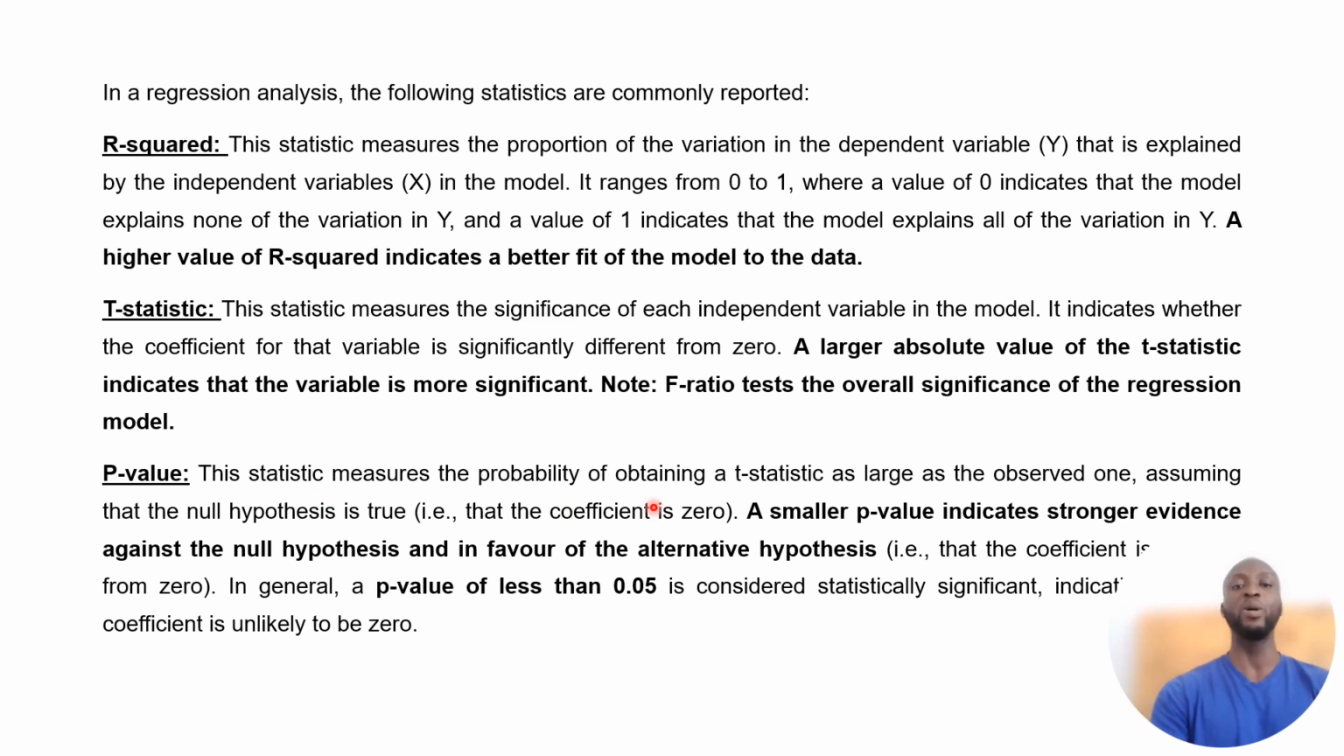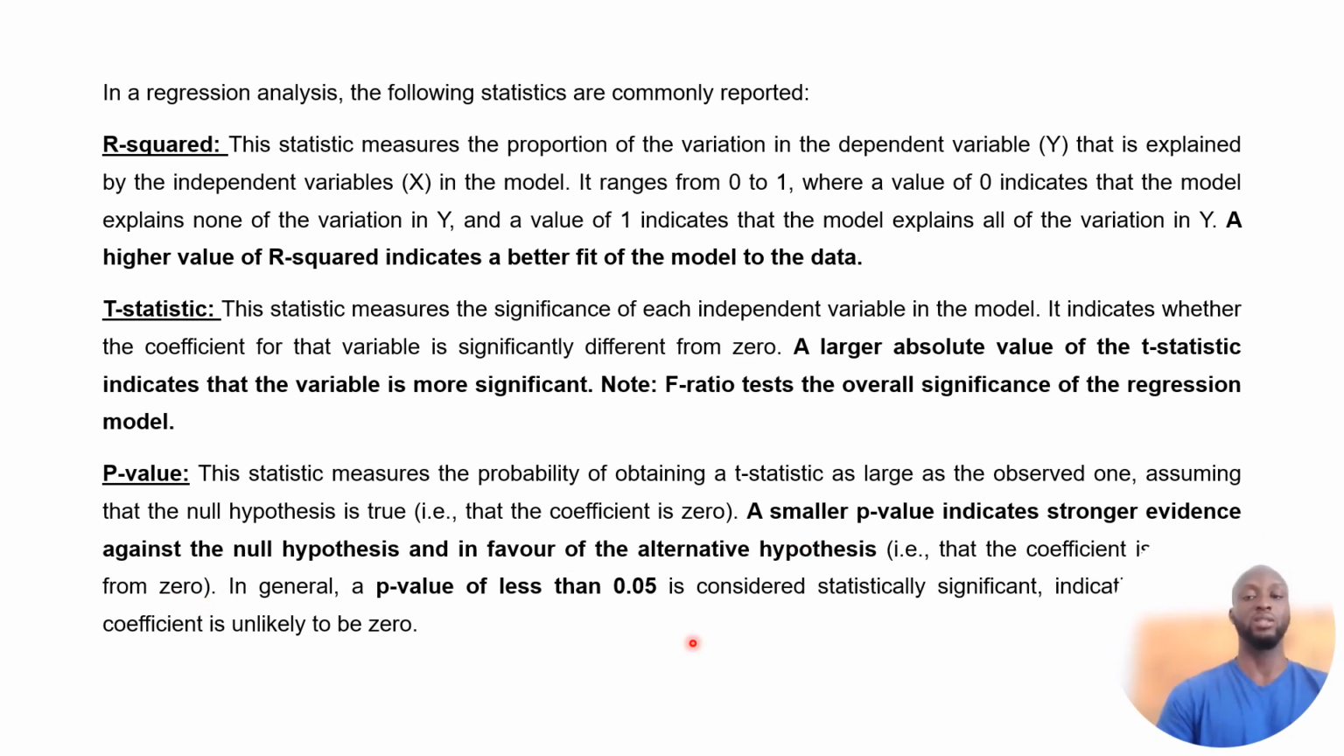These statistics measure the probability of obtaining the t-statistic. I focus on the t-statistic here because we are looking at each of the coefficients individually, assuming that the null hypothesis is true, that is, that the coefficient is 0. The null hypothesis is always going to say that the coefficient is 0. So we have to reject the null hypothesis. A smaller p-value indicates stronger evidence against the null hypothesis and in favor of the alternative hypothesis that the coefficient is not 0.